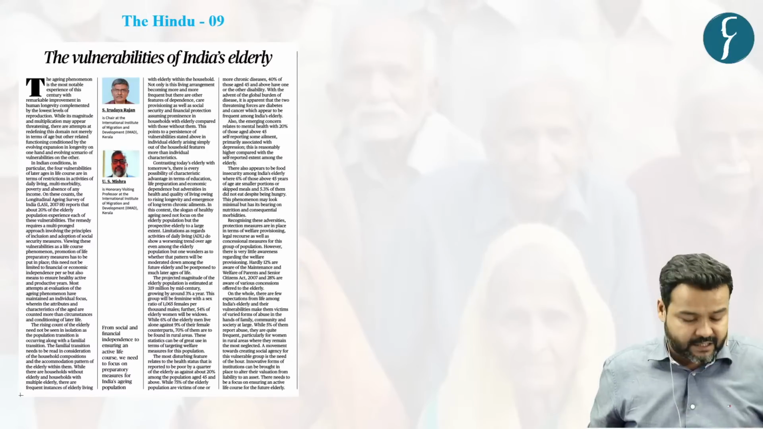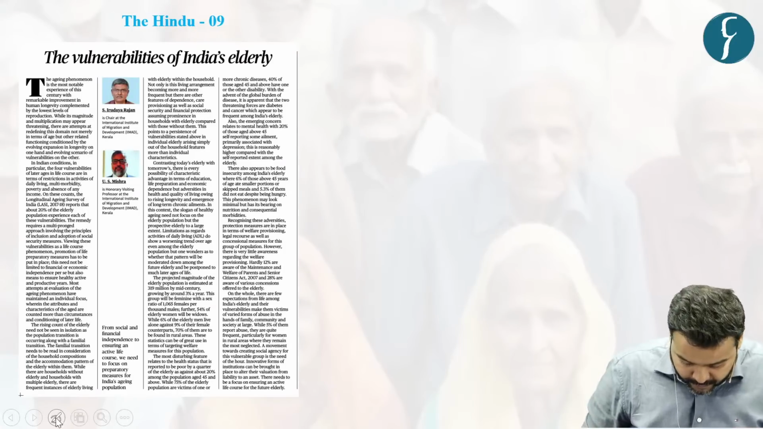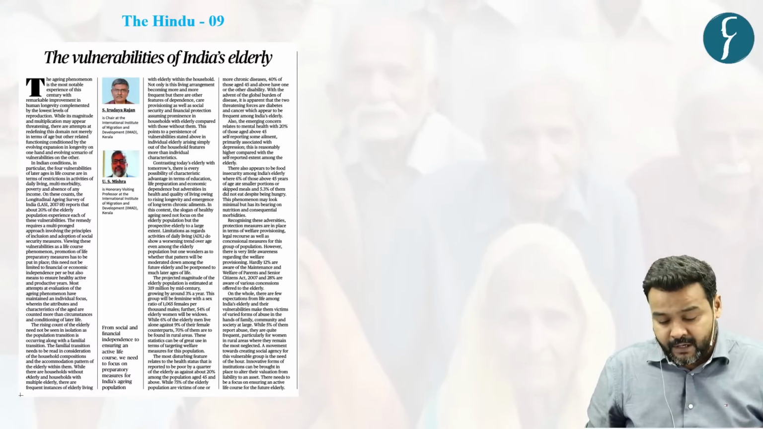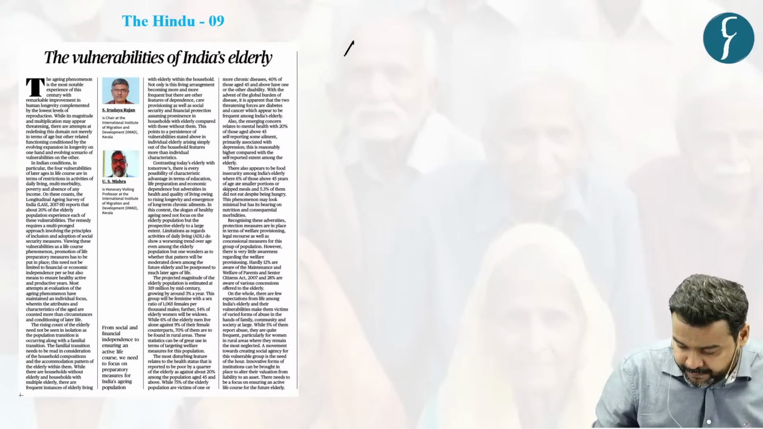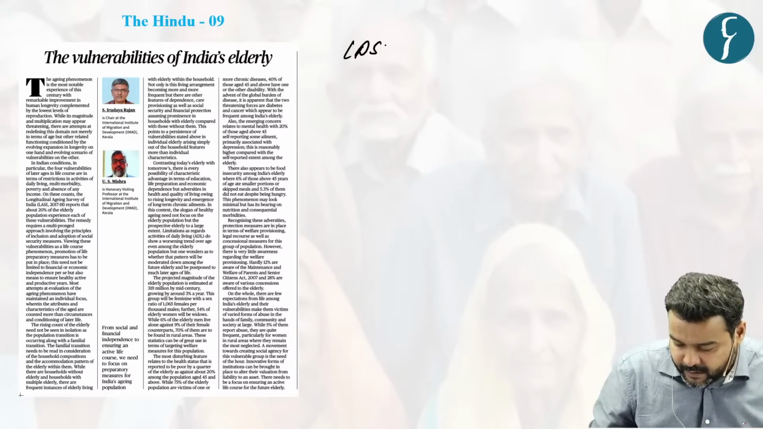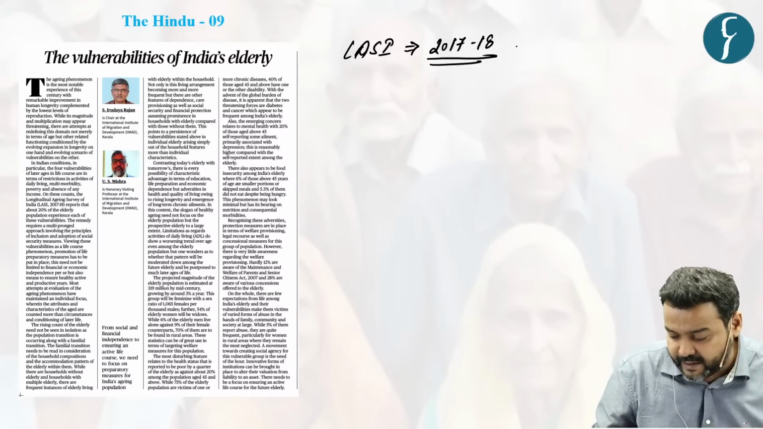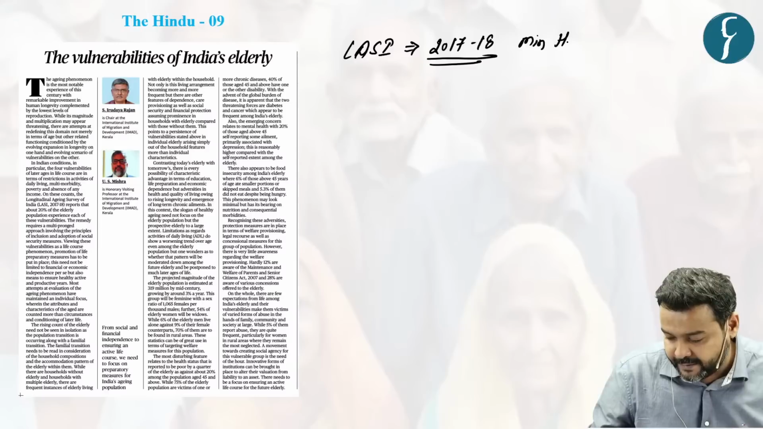Now, as the name suggests, this article dwells upon the various issues that are faced by the elderly population in India. So, for this, authors have emphasized on the composition of Indian population, and they have taken report of longitudinal aging survey of India, that is LASI 2017-18, which was conducted by Ministry of Health.